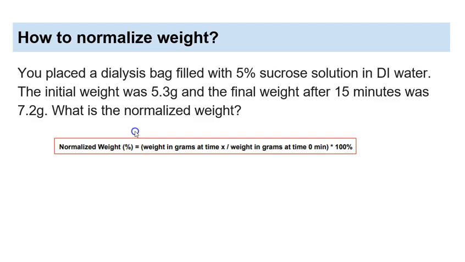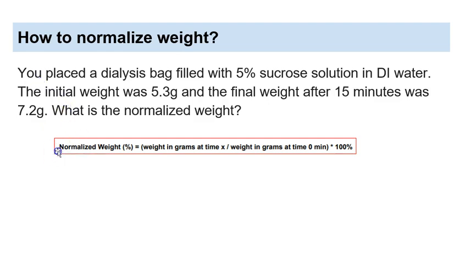Normalizing data means that we transform our data so that they are all at the same scale of measurement. We are going to transform from grams to percentage. Then we can say now our weight is normalized, and we can accurately compare our groups to each other.